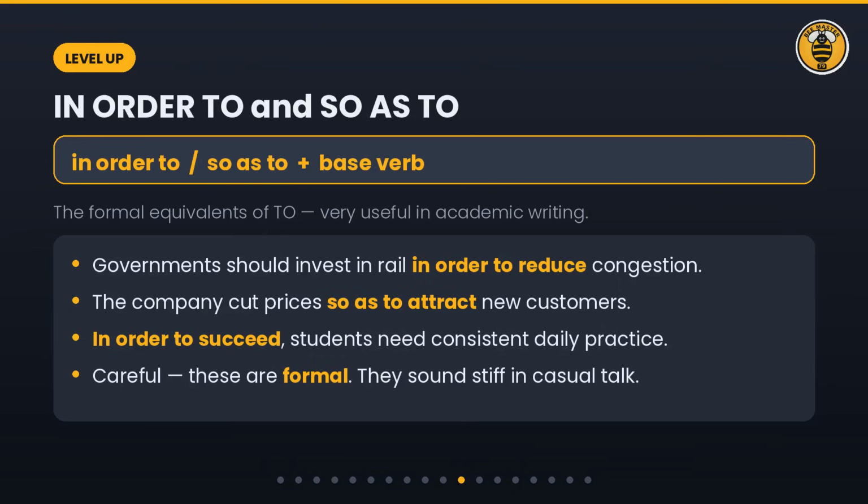Now let us raise the register. In order to and so as to. Both mean exactly the same thing as to, but they are more formal, and they are very useful in academic writing. For example, governments should invest in rail in order to reduce congestion, or the company cut prices so as to attract new customers. You can also put in order to at the front.